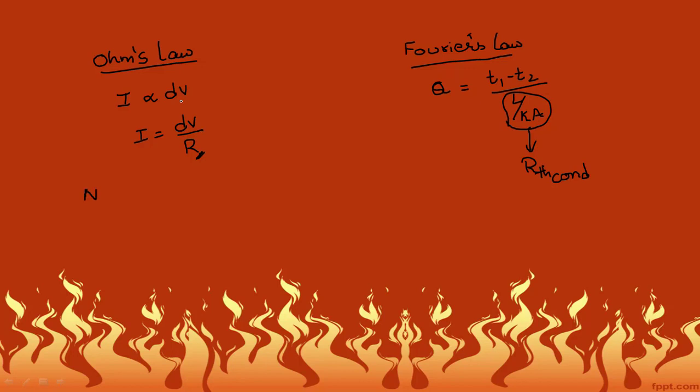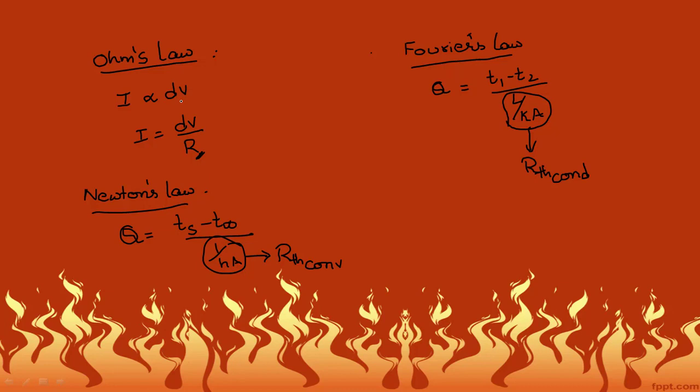Whereas if you take Newton's law of cooling, Q is equal to (Ts minus T infinity) by (1 by HA), where this 1 by HA is the convective thermal resistance, RTH convection. Ohm's law and Fourier's law are analogous. Ohm's law and Newton's law are analogous because they have similar boundary conditions. So that's why they can be said to be analogous.